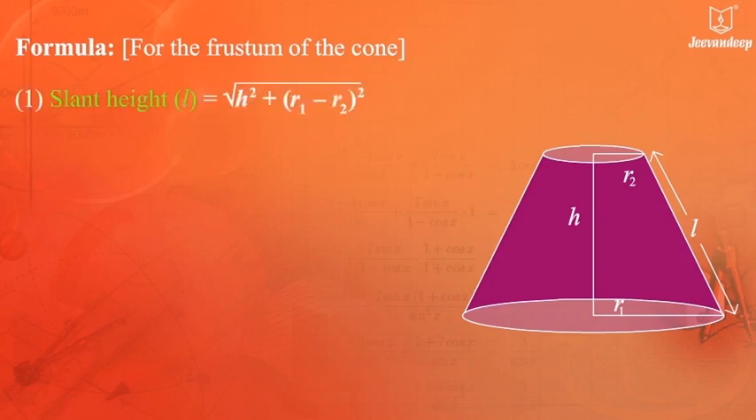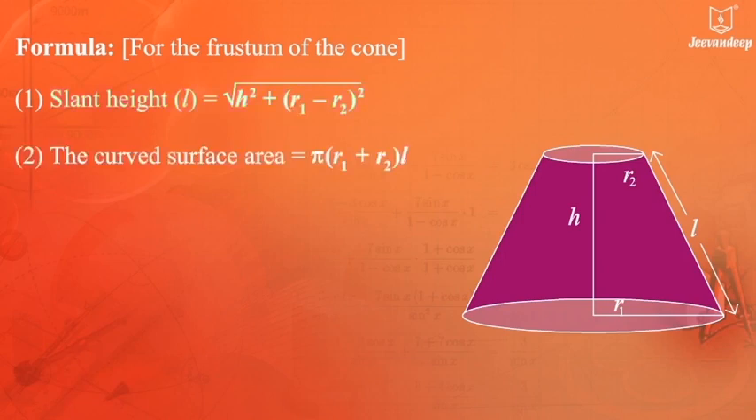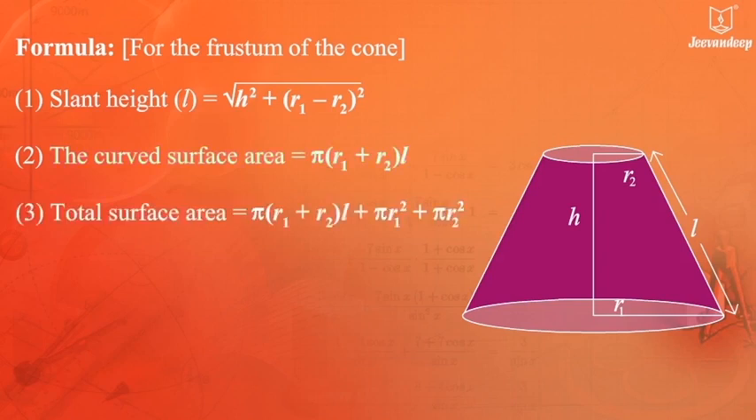1. Slant height L is given by square root of h square plus (R1 minus R2) whole square. 2. The curved surface area is given by pi (R1 plus R2) L. 3. Total surface area is given by pi (R1 plus R2) L plus pi R1 square plus pi R2 square.